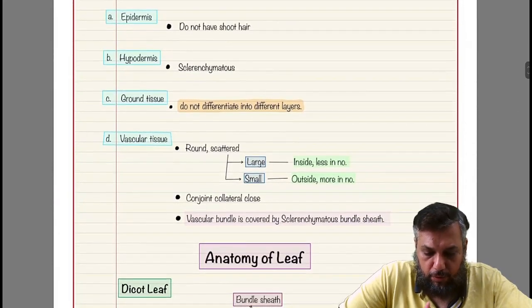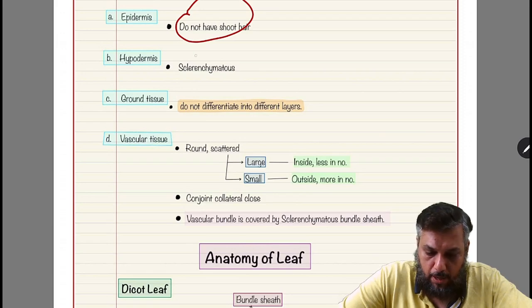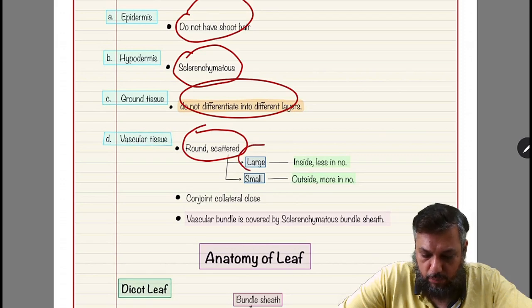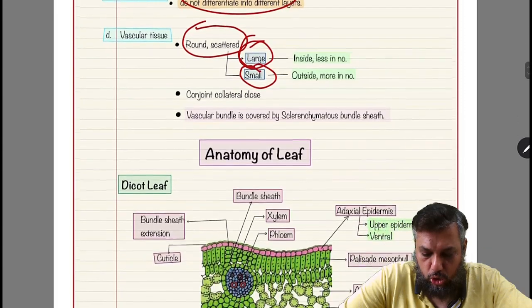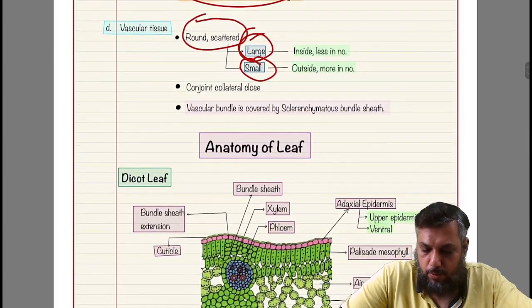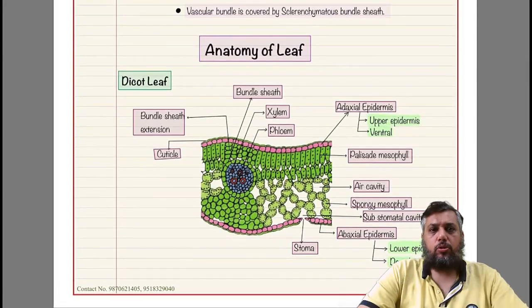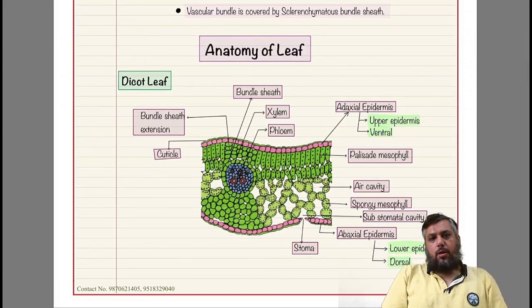And few more differences. Epidermis does not have shoot hairs. Hypodermis sclerenchymatous, ground tissue not differentiated, vascular bundles scattered, periphery की तरफ जो है वो small है, center की तरफ large है. The vascular bundles are conjoined, collateral and closed. And the vascular bundles are also covered by a sclerenchymatous bundle sheath layer of cells. और normally ये parenchymatous होता है. Okay, so that was about the anatomy of a dicot stem and a monocot stem.